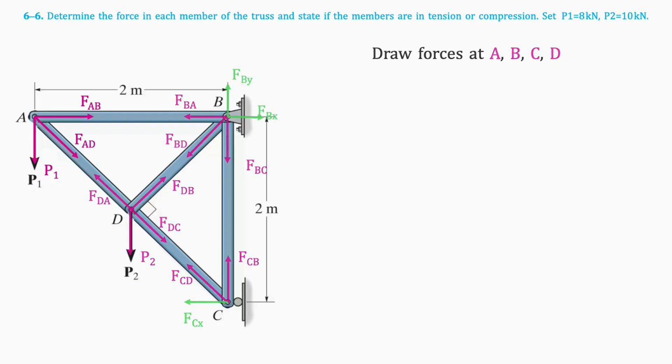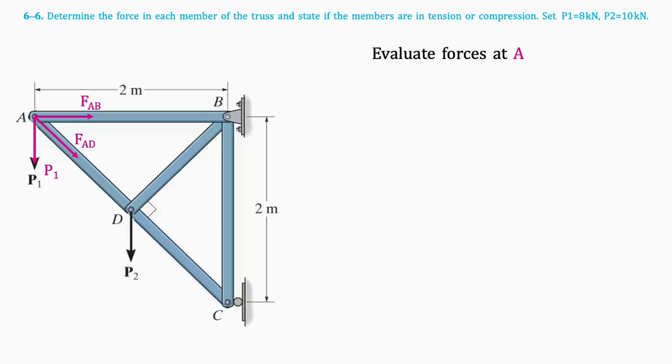At C, there is a roller, so there is a reaction force perpendicular to the surface. And at B, there is a pin, so we will have both X and Y component forces. Now let's focus only on joint A and evaluate the forces there.